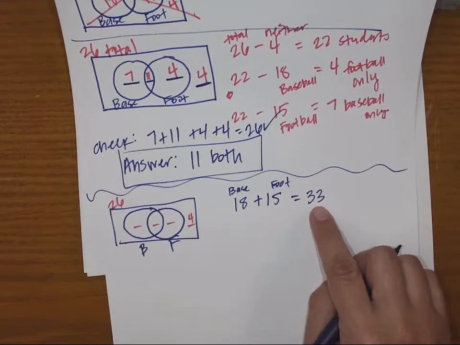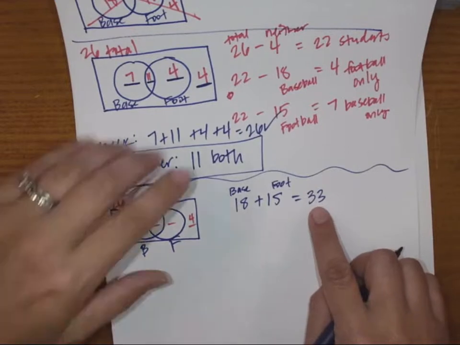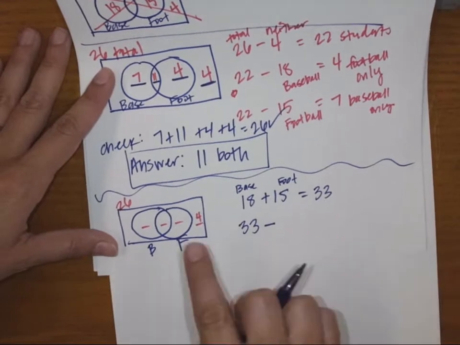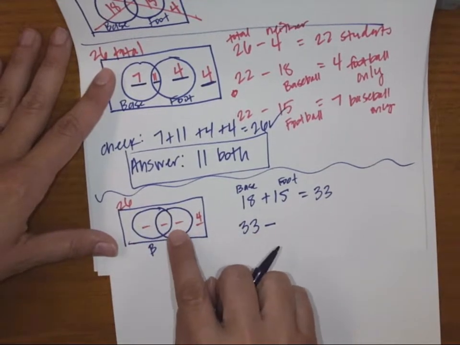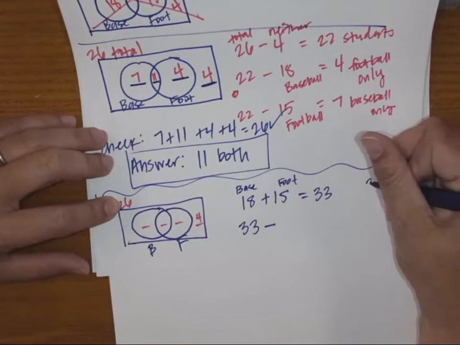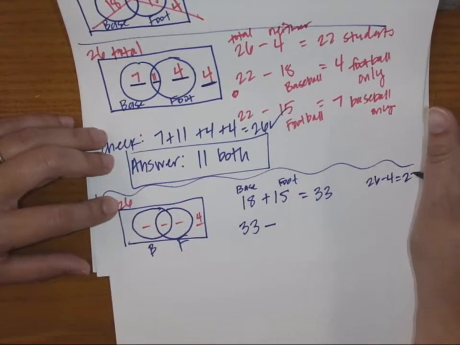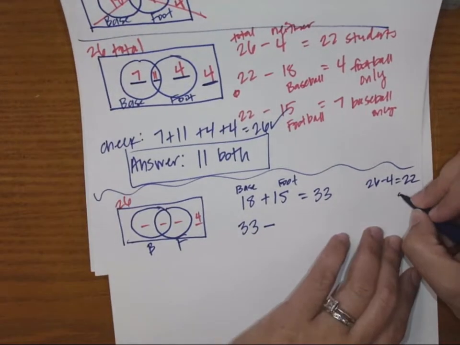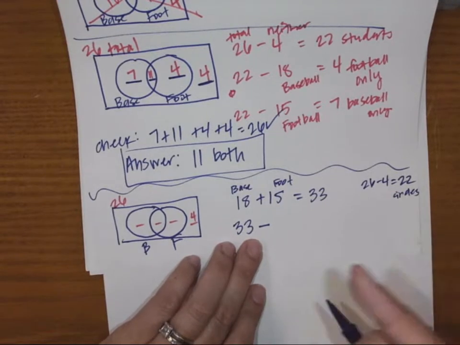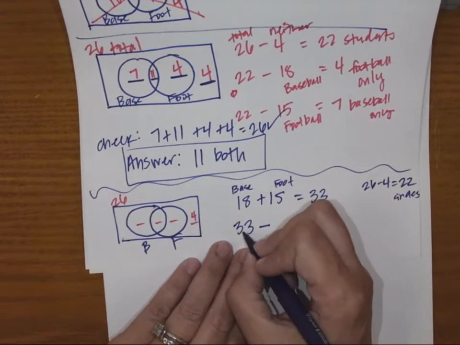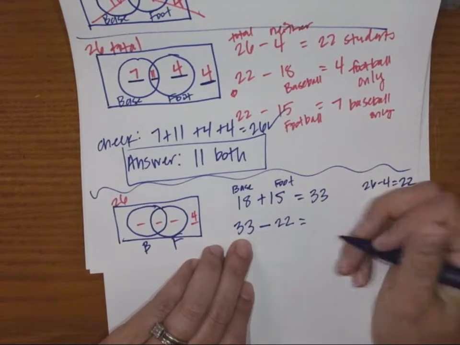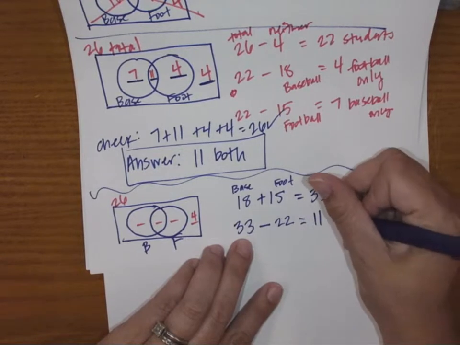So I can easily figure out the number of students that play both by taking my 33 students and subtracting off the number that are supposed to be in the circles. If there's 26 total in the box and 4 did neither, 26 minus 4 gives me 22. That's the number of students in the circles. So to figure out the overlap, I do the 33 students minus the 22 students that are supposed to be in the circles. And so there's 11 that answered both.